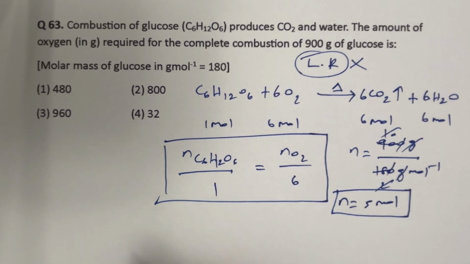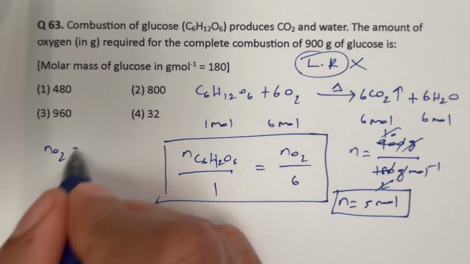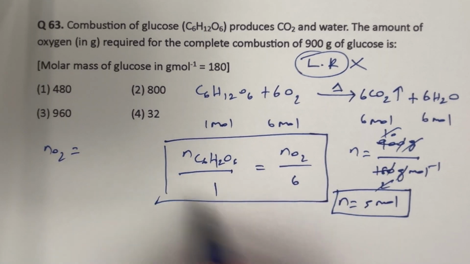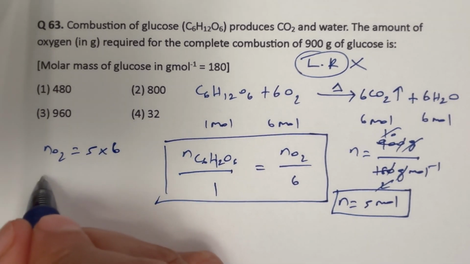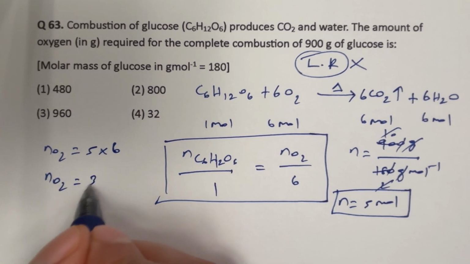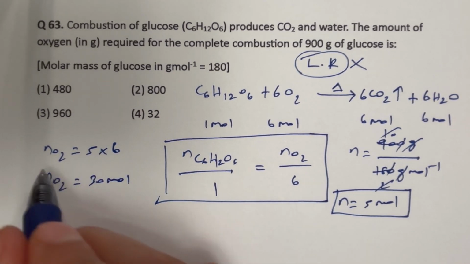So, this means number of moles of O2 equal to 5 times 6, and therefore number of moles of O2 equal to 30 moles.